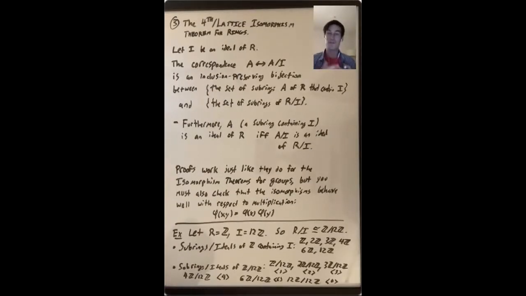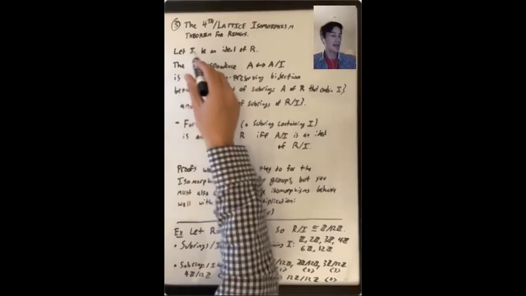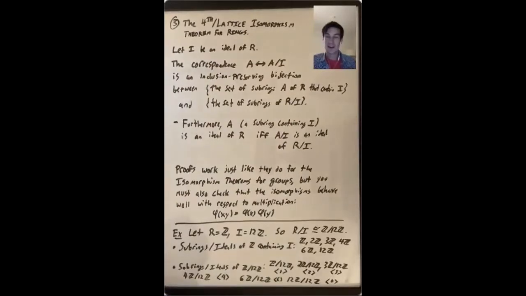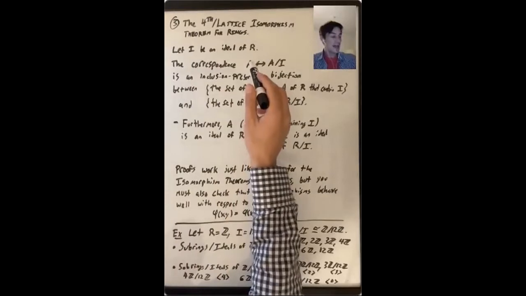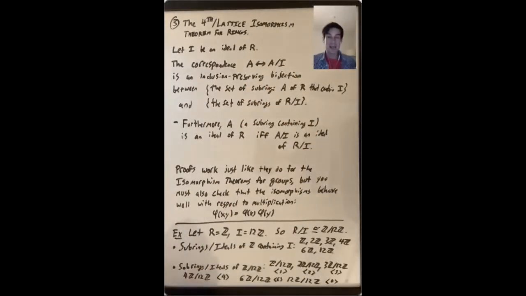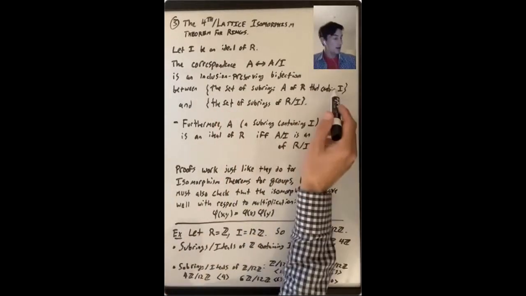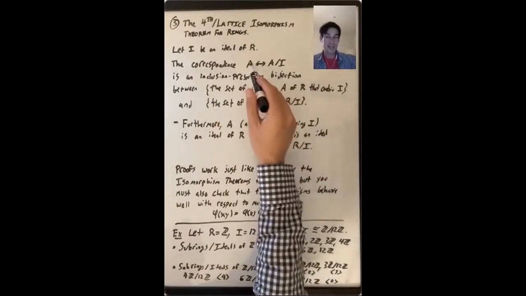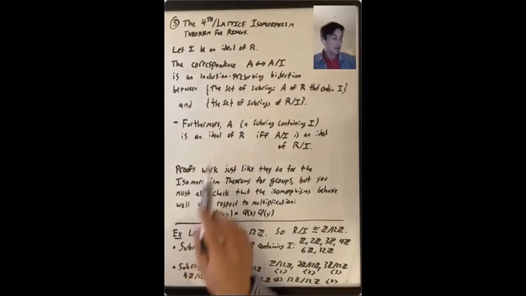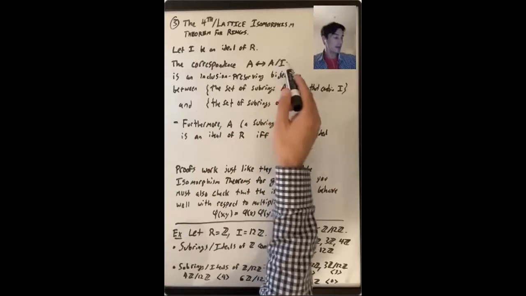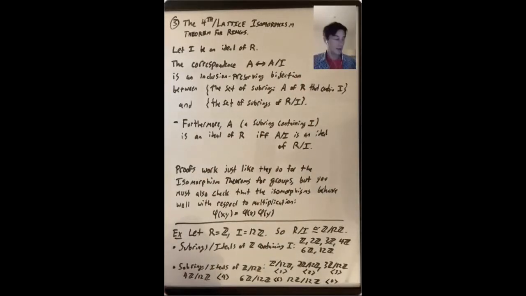Let's now turn to the fourth isomorphism theorem for rings, or lattice isomorphism theorem for rings. Let's say I is an ideal of R. There's a correspondence that goes between A and A mod I that is an inclusion-preserving bijection between, on the first hand, the set of subrings of R that contain this ideal I, and on the other hand, the set of subrings of R mod I.